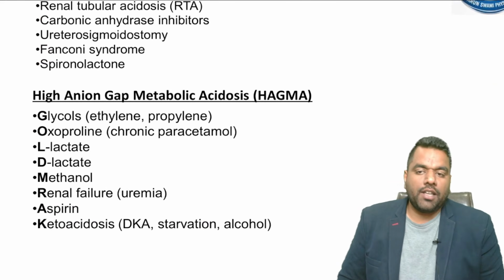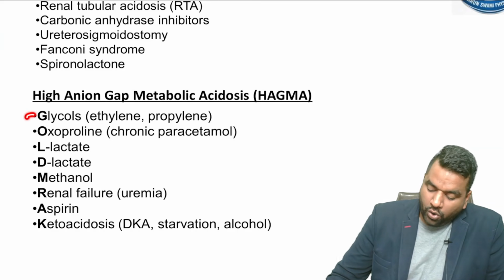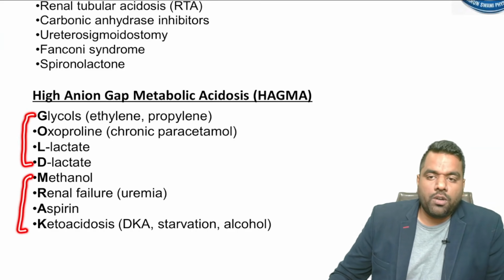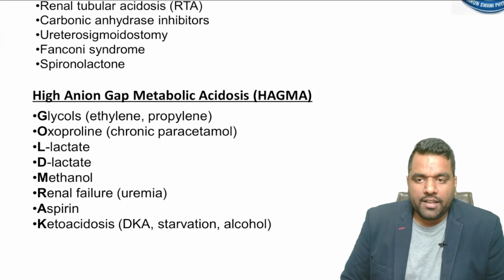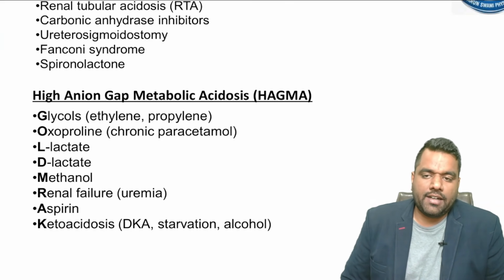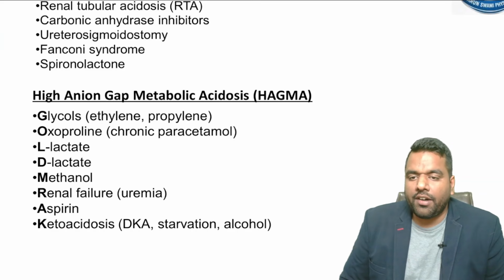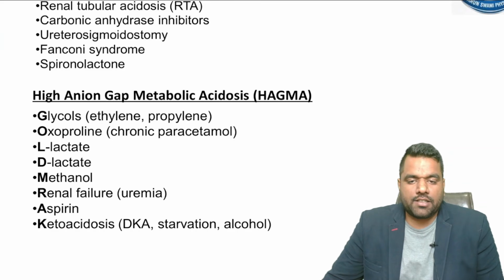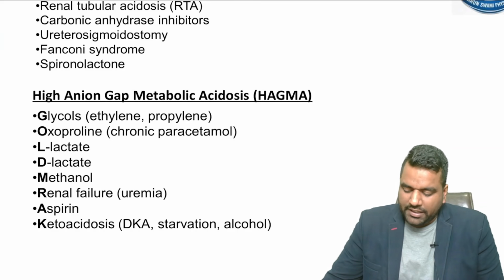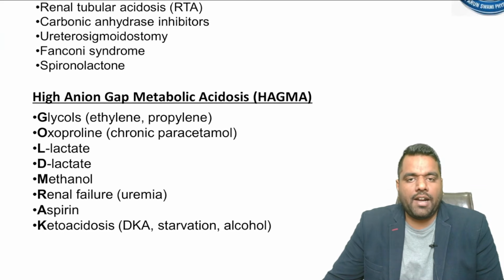Similarly, the mnemonic for HAGMA is GOLDMARK. That is, HAGMA can be seen in GOLDMARK. G stands for glycols, O for oxoproline, L for lactate, D for D-lactate, and M for methanol, R for renal failure, A for aspirin, and K for ketoacidosis like DKA, starvation, and alcohol. So these are a few examples for HAGMA and NAGMA.